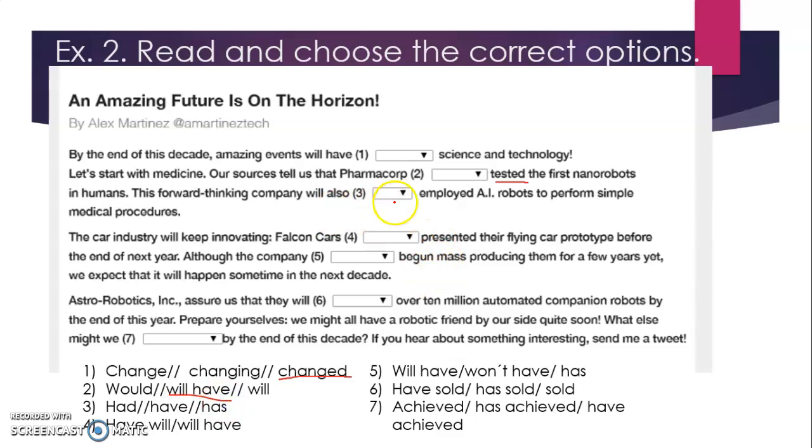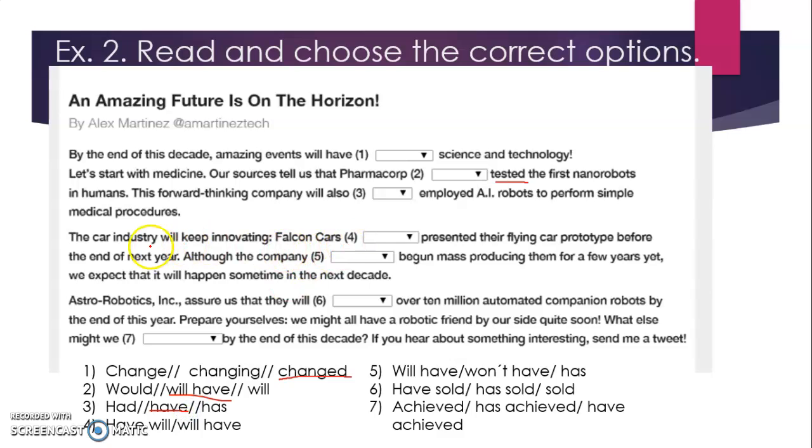For the number 3, let's continue. The first nanorobots in humans. This forward-thinking company will also employ artificial intelligence robots to perform simple medical procedures. Okay, so here in the number 3, will also, you have the verb, so what is the missing word? Yes, that's correct. The missing word is have.